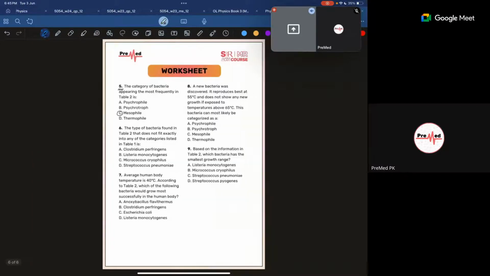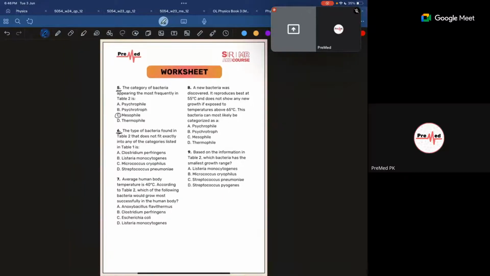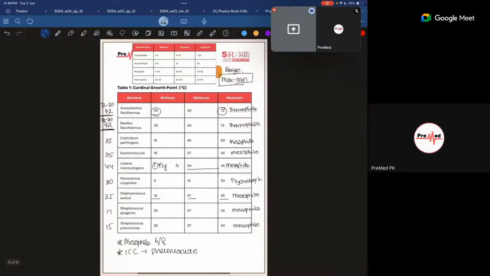So it is the one that is the most dominant one over here. And then there's the other question, that is question 6. The type of bacteria found in table 2 that does not fit exactly into any of the categories listed in table 1 is... So the first option is Clostridium perfringens. We will check this over here.